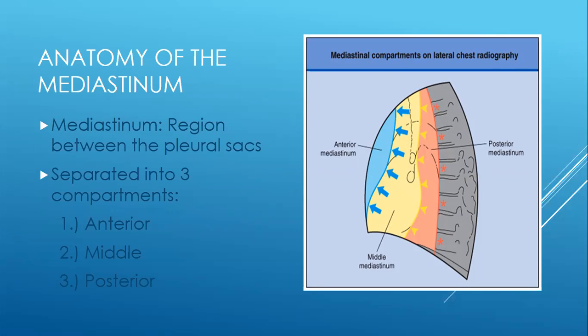So the mediastinum is the region which is found between your lungs or your pleural sacs. And it is separated into your three compartments. You have your anterior mediastinum, your middle mediastinum, and your posterior mediastinum.